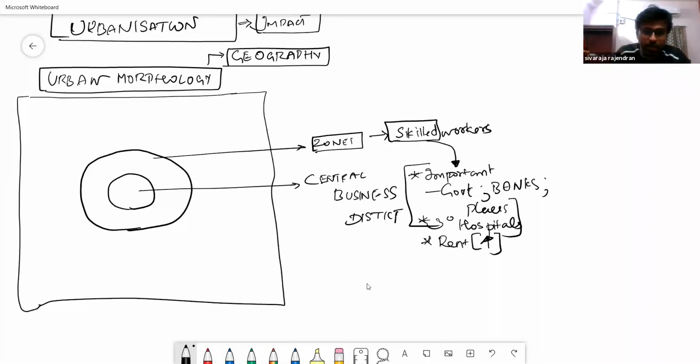Okay. And they will have enough resources. The central business district is very costly, but the zone adjacent to that will also be costly. But who will be able to afford that? The people who are most important can afford it. And the next zone will be there. So there will be a next zone.